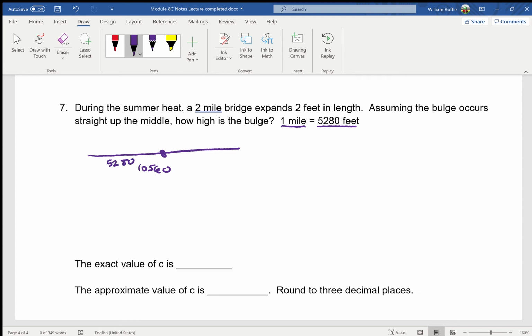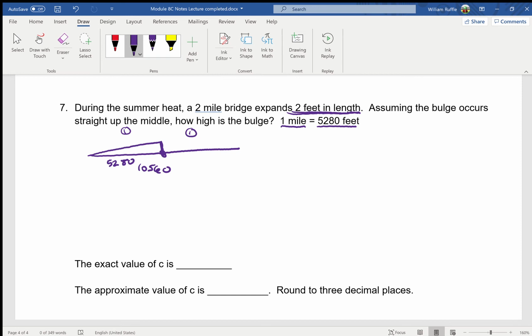Now it expands 2 feet in length. And so what that means is there's going to be a little bulge in the bridge. So it's going to buckle up just a little bit here. And then I'm going to draw this line here. Now, if it expands 2 feet in length, there's going to be 1 foot on this side and another foot on this side because it's going to expand equally.